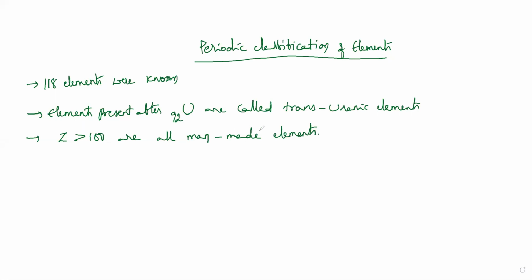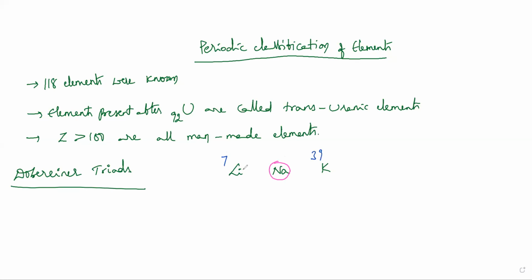Now, how can we classify elements into different categories? The first classification was given by Dobereiner. So first one is Dobereiner's Triads. So what is a triad? A series of 3 elements, for example lithium, sodium, potassium. According to Dobereiner, the atomic mass of the second element is the average of the first and third elements.